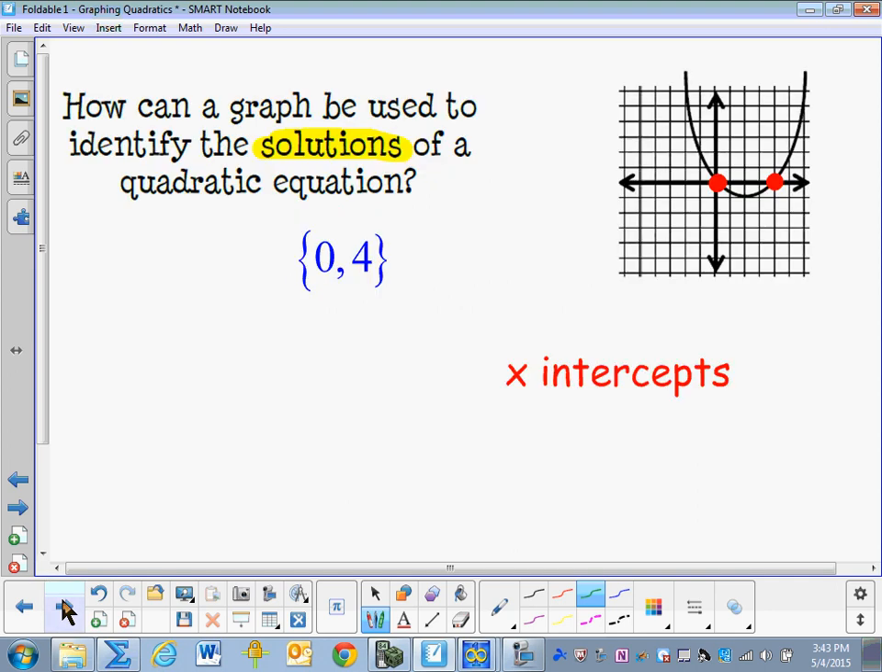How can a graph be used to identify the solutions of a quadratic equation? The solutions of a quadratic equation are the x-intercepts, or where the graph touches the x-axis. In this instance, we have two solutions. We have a solution of 0 and a solution of 4.